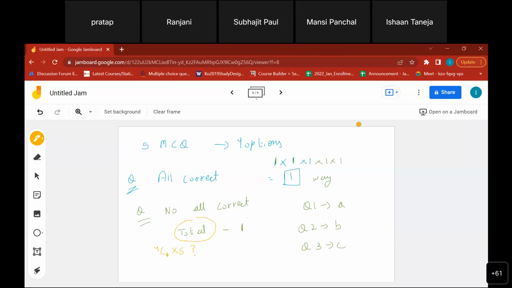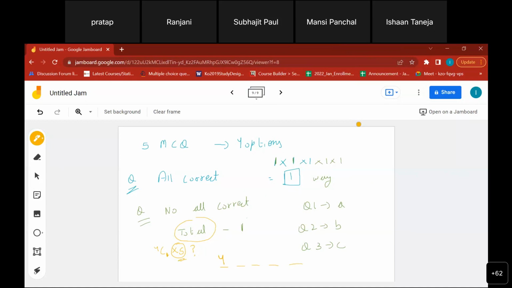Because see, there are 5 questions. And each question has 4 options. So for every question you can have 4 choices. So 4C1, and such a repetition for 5 questions, so multiplied by 5. That's the total number of ways of answering the 5 MCQs, and minus 1 way, which is the way to get all right. But you're thinking of ways where all will not be right, so that's why you subtract the 1.